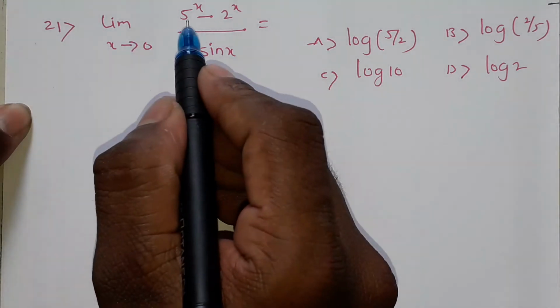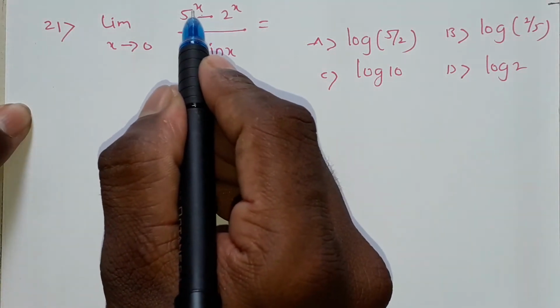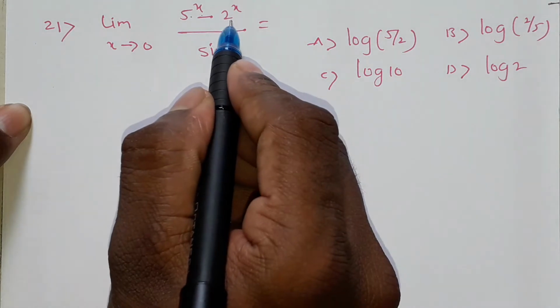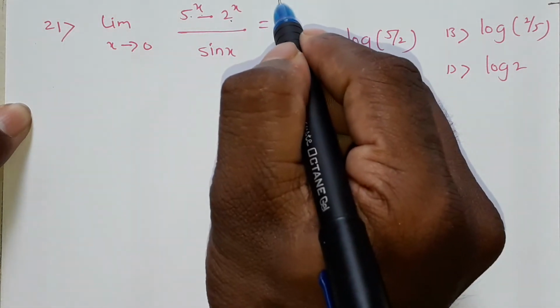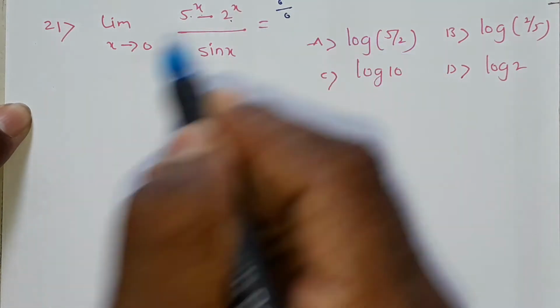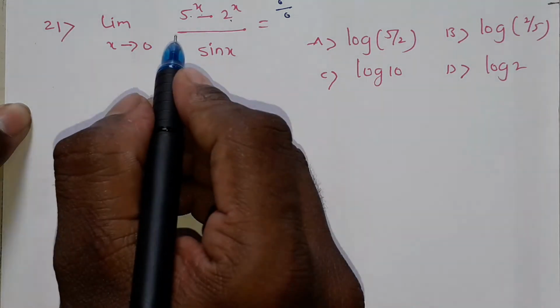Here, in place of x we apply 0. 5 power 0 is 1, 2 power 0 is 1, and 1 minus 1 is overall 0. Next, the sin 0 value is 0. Apply the L'Hospital rule.